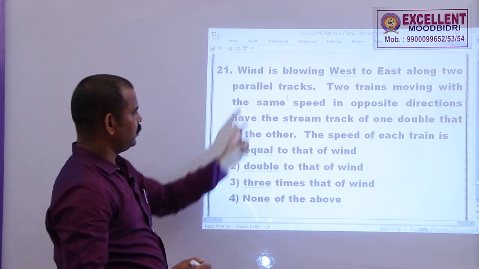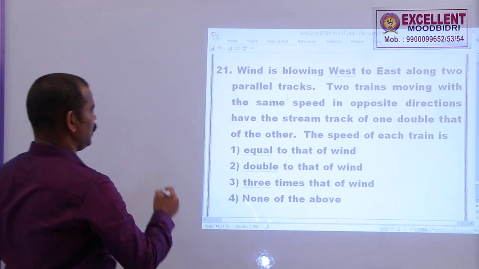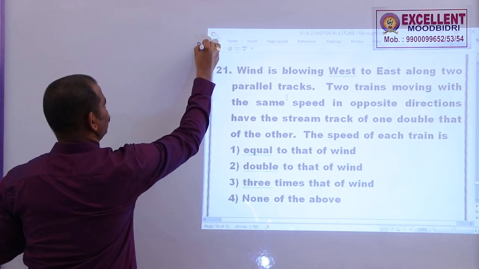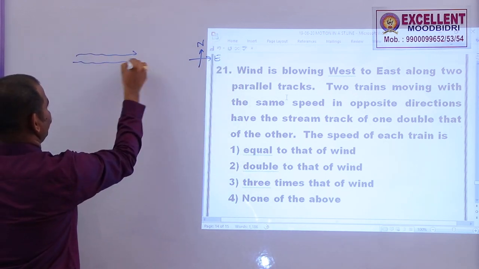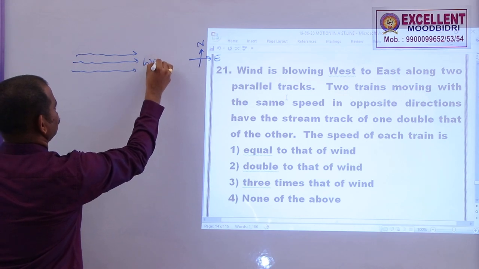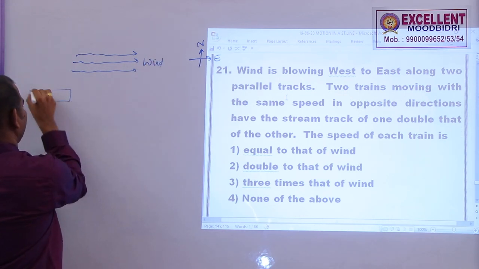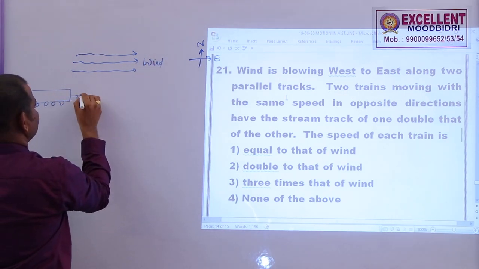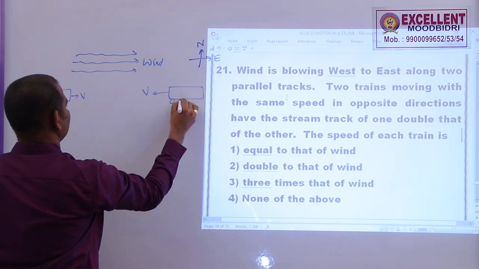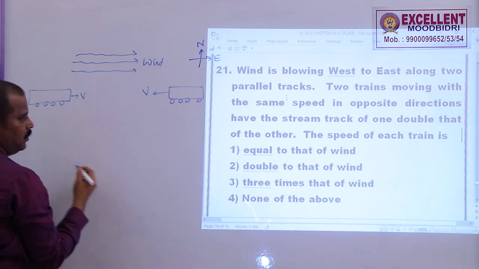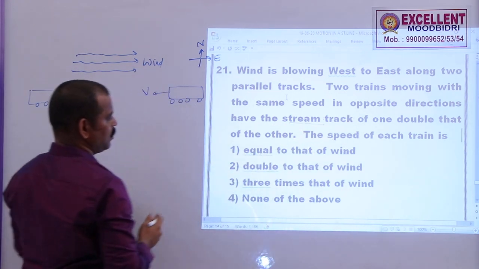21. Wind is blowing west to east along this one. Whenever a problem is given, you write north, south, east, west like this. So, here wind is blowing from west to east. This is the wind direction. Here one train is going towards this side with velocity v. One more train is also moving in the opposite direction with the same velocity v. It is found that the steam track of one train is double that of the other.